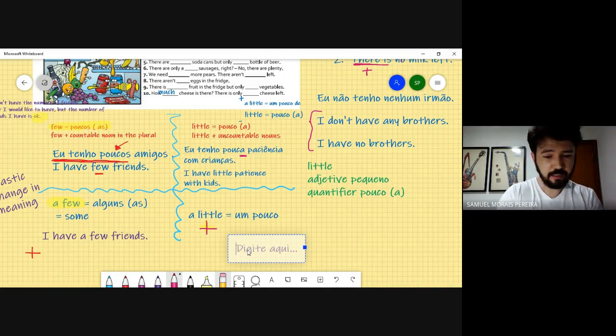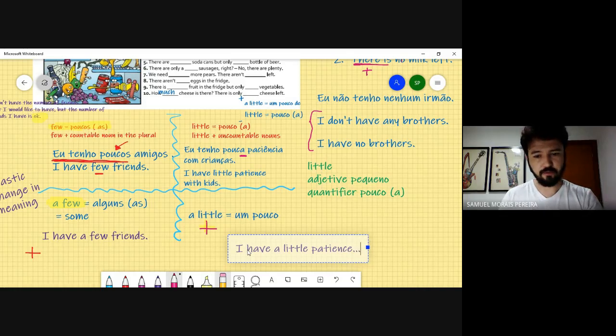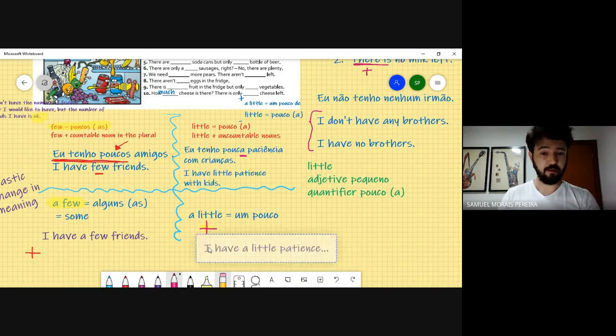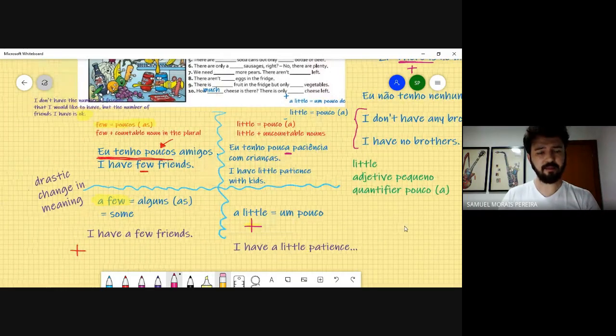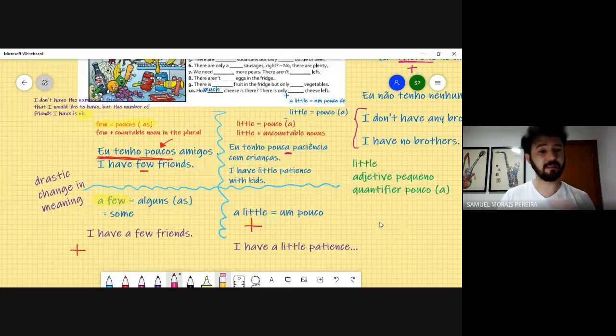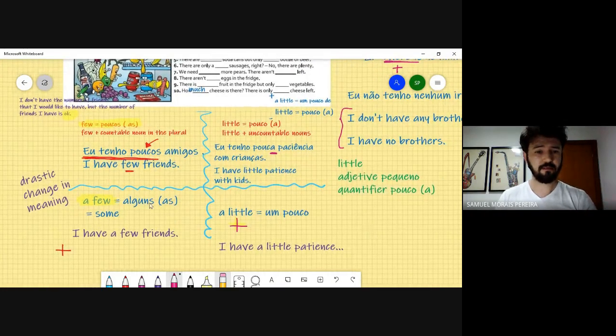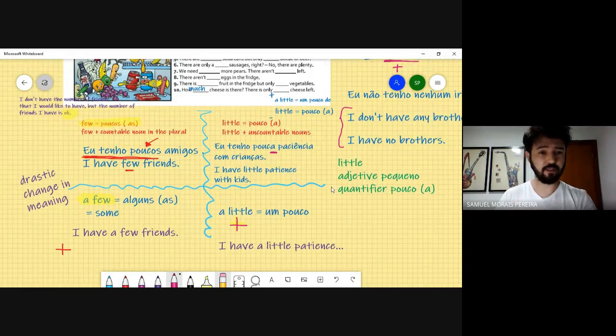Quando a pessoa diz I have a little patience, as I told you, the person is using a positive perspective to say that. And I recommend that you just remember the translation, okay? Because it's kind of confusing whether it's negative, it's positive. So just think of the translation. Few é poucos, a few é alguns. Little é pouco e a little é pouco de alguma coisa, okay?